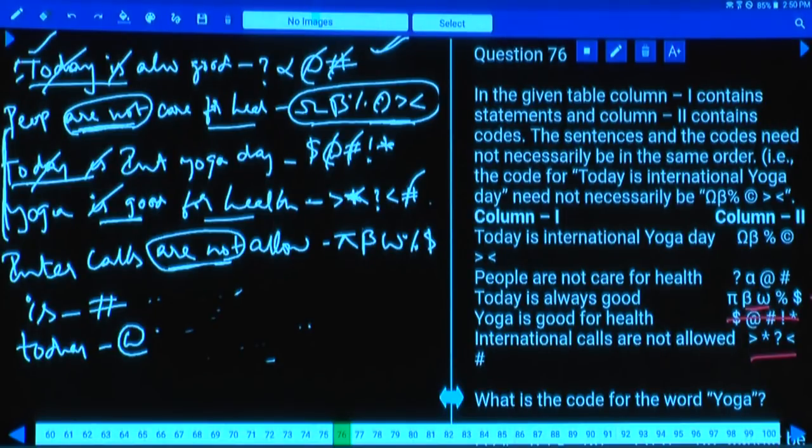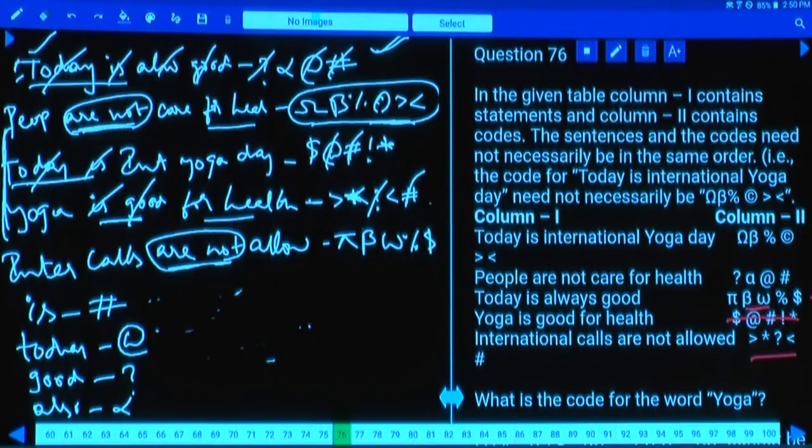Then always and good. Now is there any word which is common between these two? Always and good. Now good. Is there any word good? Yes. Yoga is good for health. Here good is the word which is common. As good is the word which is common between these two, tell me which is common? Question mark is common. Hence the code for good is question mark. If good is question mark, then what is left over here? Also. And the code for also is alpha. Also is alpha. Done with this one?